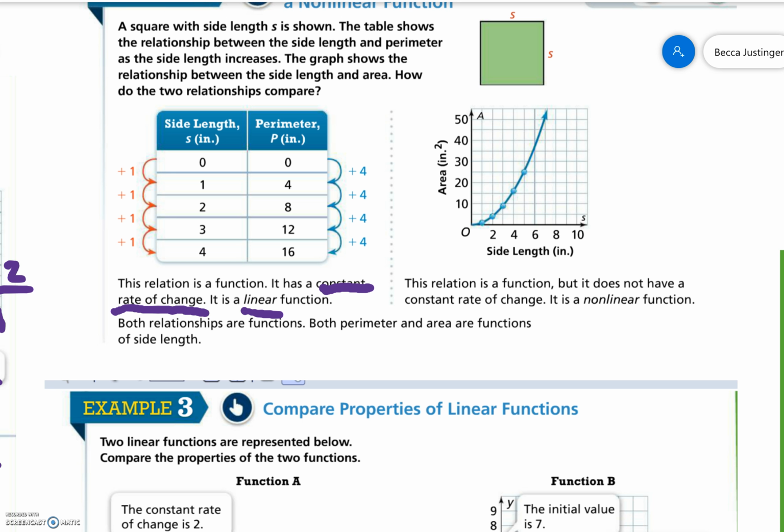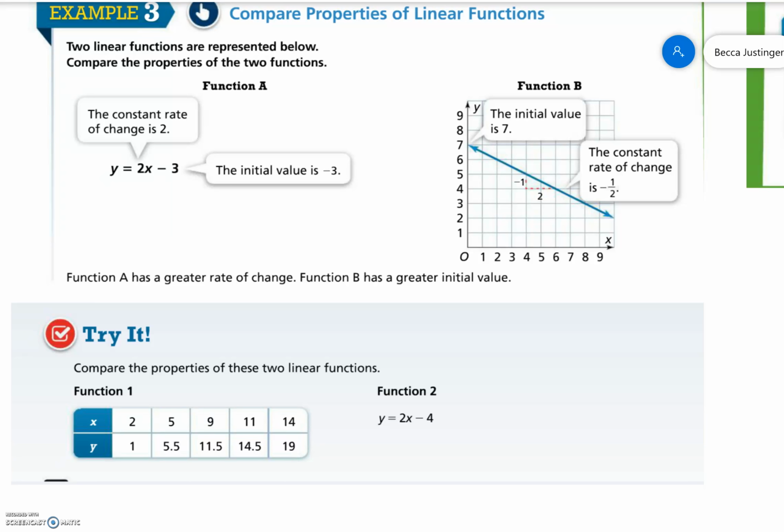Compare properties of linear functions. Example 3. 2 linear functions are represented below. Compare the properties of the 2 functions. So function A, remember, y equals mx plus b. So our rate of change, our slope, is 2. And the initial value is our y-intercept, where we start from. It is -3.